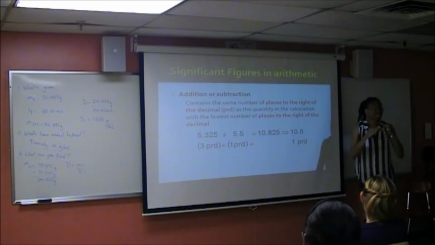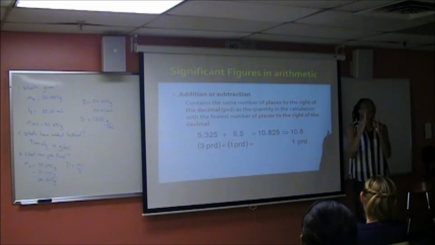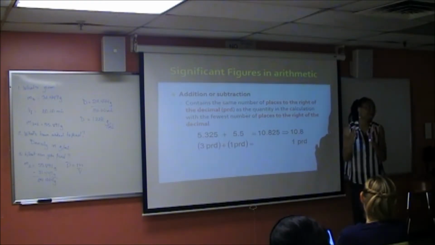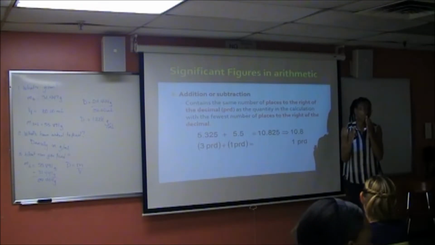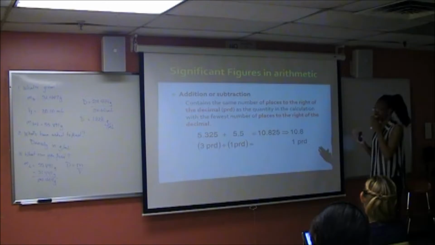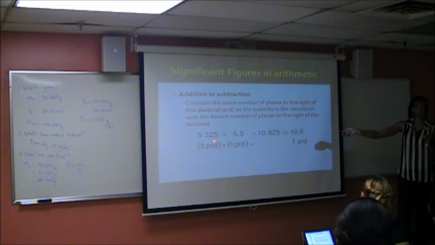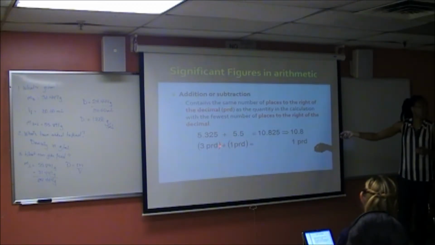Whichever number has the least amount of spaces to the right of the decimal point, that is how many spaces your answer needs to be in. So if it was 5 on this side and 3 on this side, we have to have 3. Here you have 3 spaces behind the decimal point. Here you have 1 space behind the decimal point. So therefore your answer needs to have 1 space behind the decimal point.